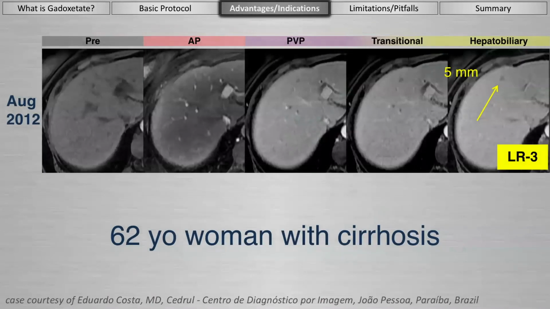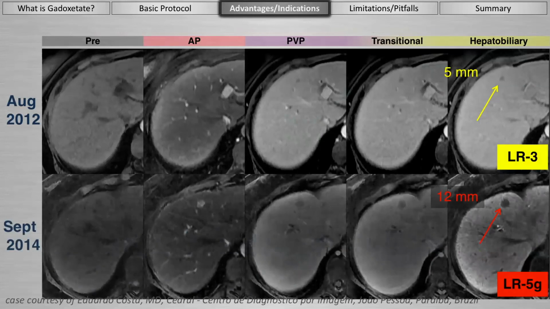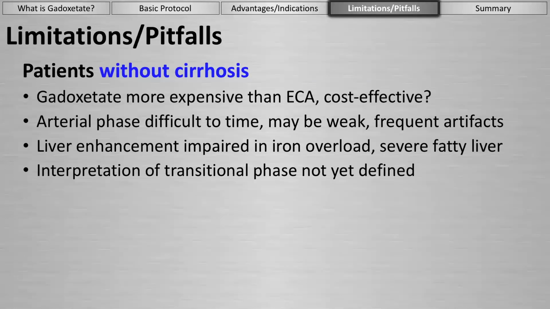Just to show you that this is not a United States only phenomenon, this is a case from Brazil. So here we have a 5-millimeter nodule on the hepatobiliary phase. Notice that this nodule does not really enhance in the arterial phase. This is considered a LI-RADS 3. So this patient was followed, and 2 years later, this nodule is now bigger. It now hyperenhances, and this is now a LI-RADS 5 or an HCC.